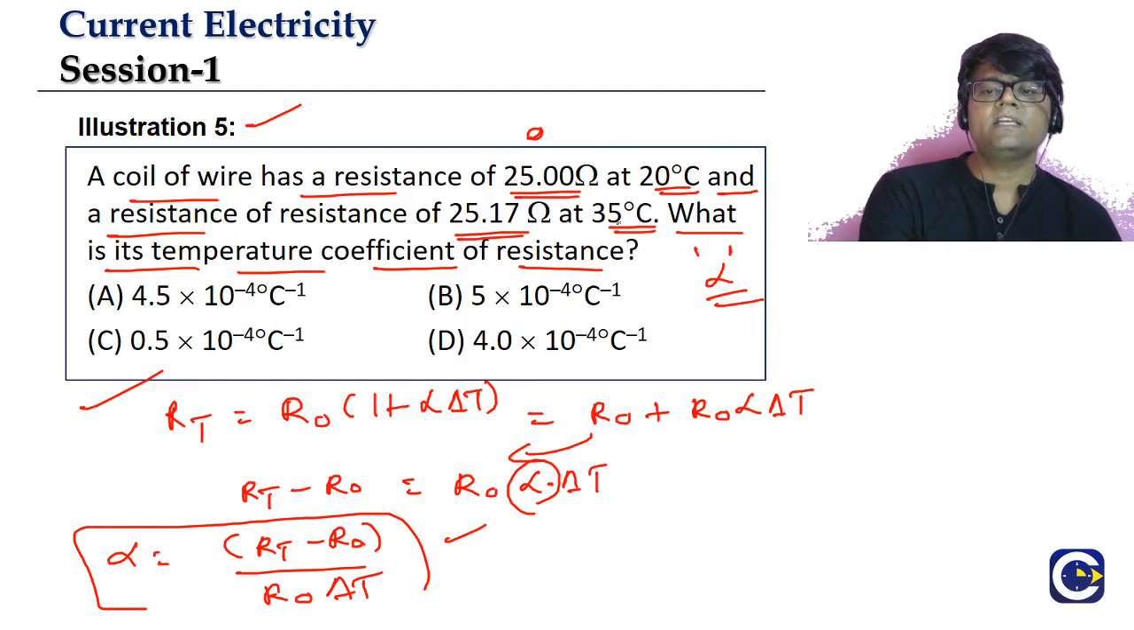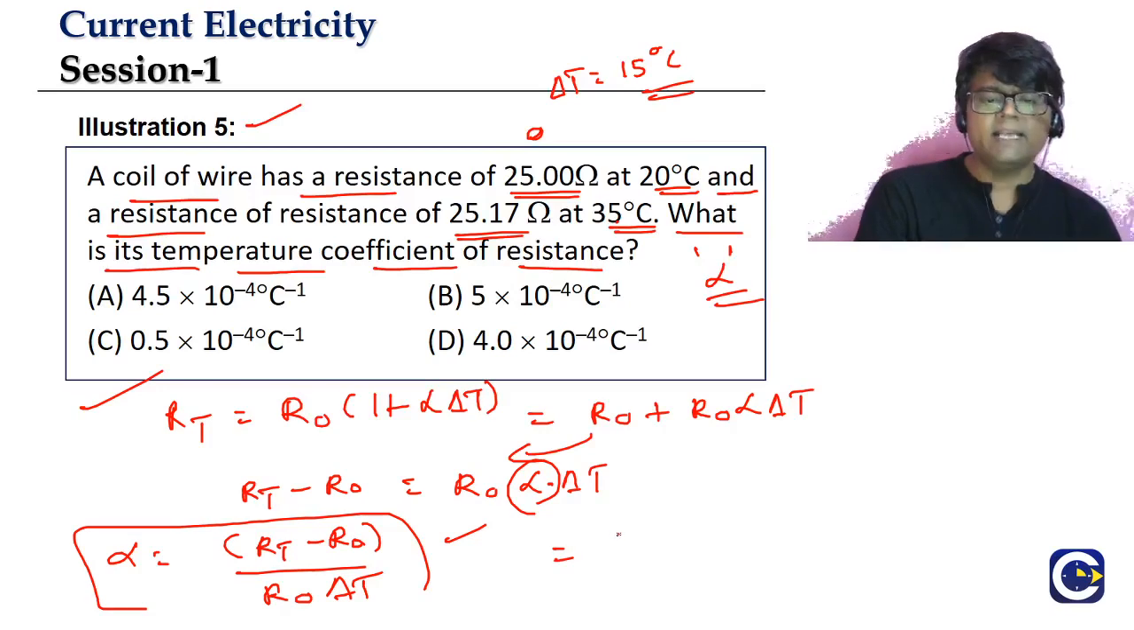We will take 35 as the temperature T. R naught we will take as the resistance value at 20 degrees centigrade. Clear, guys? So here delta T will be equal to the final temperature 35 minus the initial temperature 20. Delta T will be what, guys? 15 degrees centigrade. Okay, so look at this, guys.